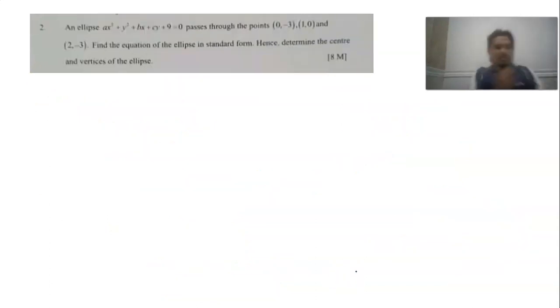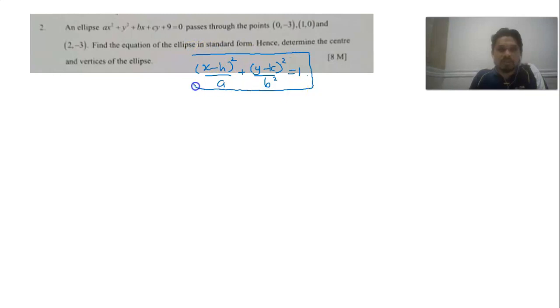An ellipse of ax squared, given that it passes through the points 0, negative 3, 1, 0, and 2, negative 3. Find the equation of the ellipse in standard form, then determine the center and the vertices of the ellipse. Now for an ellipse, we know that the general equation is (x minus h) squared divided by a squared plus (y minus k) squared divided by b squared equals 1. This is the general equation of an ellipse.